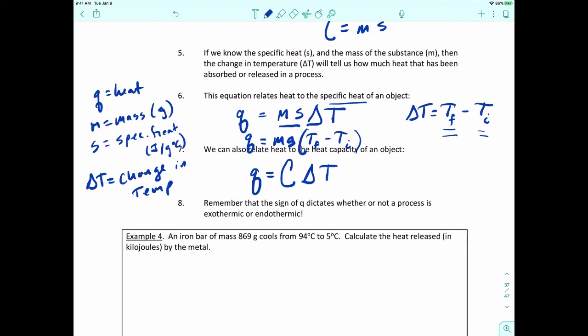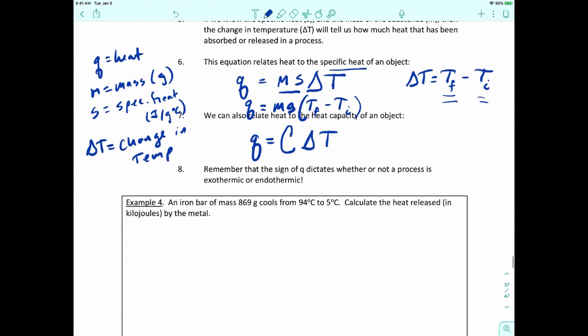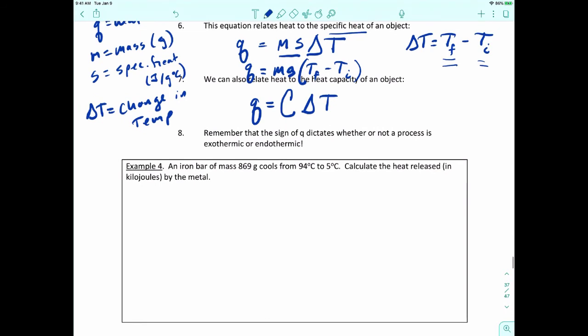All right, so I'll tell you what, let's try out a sample problem before we jump into a little bit more complicated one. So here's our problem. An iron bar of mass 869 grams cools from 94 degrees Celsius to 5 degrees Celsius. Calculate the heat released in kilojoules by the metal. So you're already told that Q has to be negative. So that's kind of nice. Being told in the problem that heat is released, because it's released, Q's got to be negative. This has to be exothermic.